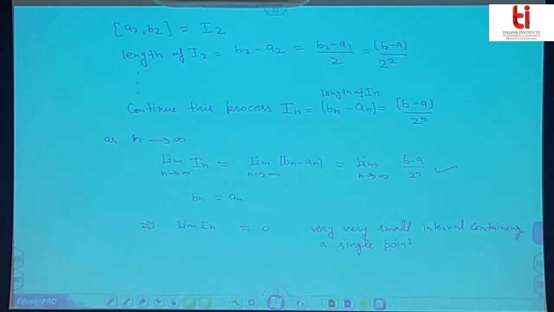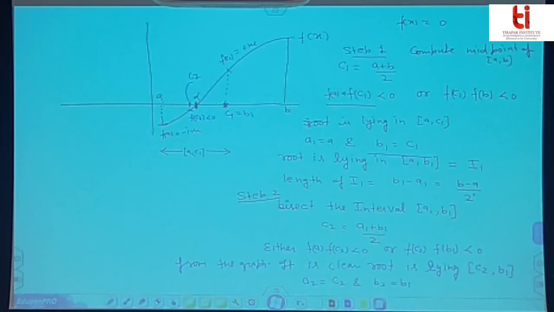Okay, so this is the bisection method. So I think it should be clear. First we were having an interval AB. We have divided this interval into two equal parts. We got the midpoint C1.